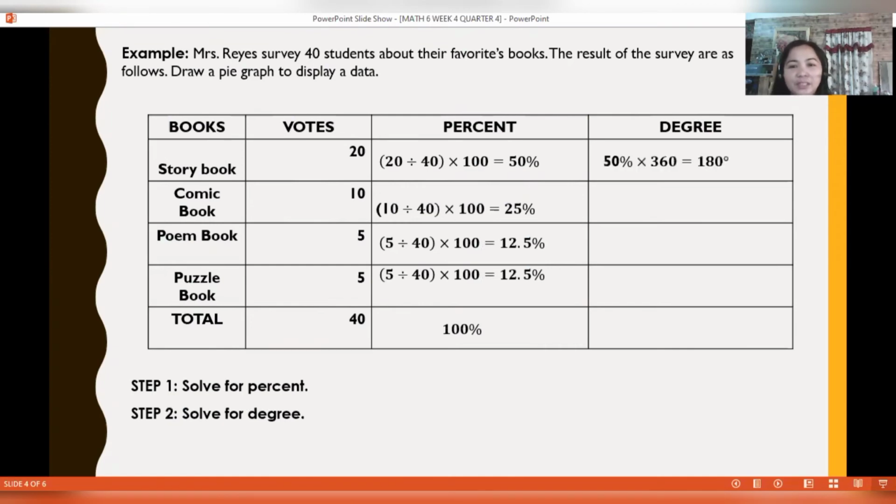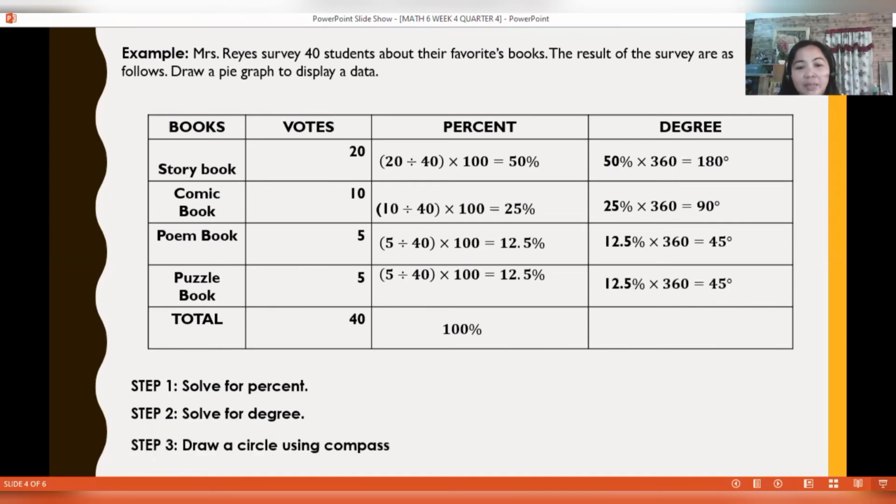Step 2 is solve for the degree. We have 50% times 360 is equal to 180 degrees. 25% times 360 degrees is equal to 90 degrees. 12.5% multiplied by 360 degrees is equal to 45 degrees. So parehas lang ito, is equal to 360 degrees. Now, step 3 is to draw a circle using a compass.